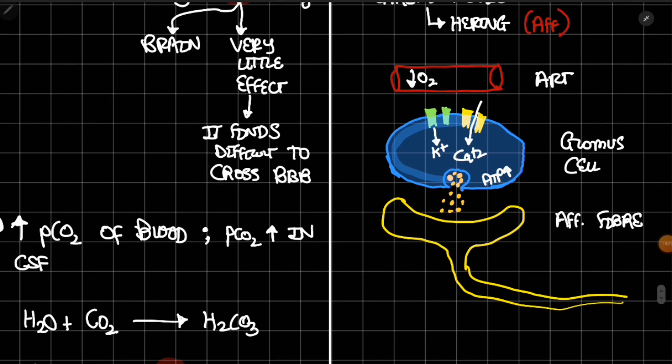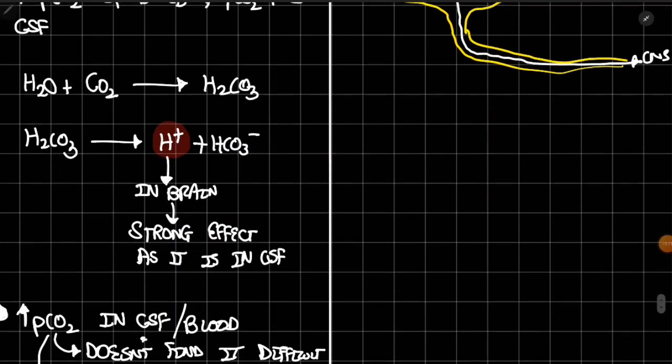Okay, since the neurotransmitters are increasing, for example the ACTH, to be more specific, this ACTH will go to this afferent fiber and further it will go to the CNS. So this is the procedure where the glomus cell is stimulated due to decreased oxygen. Okay, now I will write the flow chart.